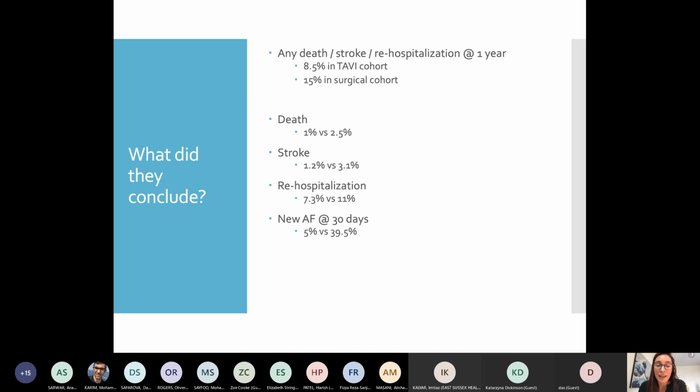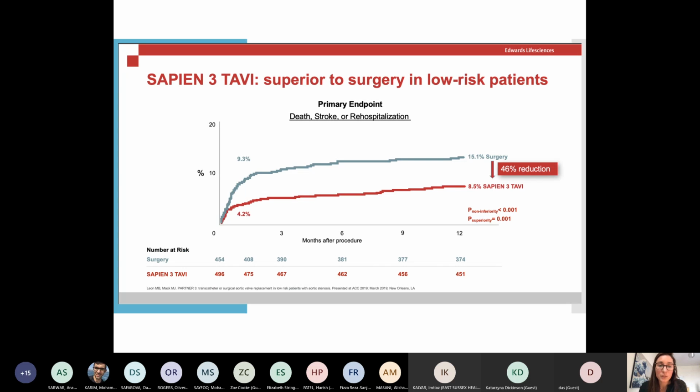They had less AF, and they stayed in hospital for less time, obviously. And they were more likely to get home and be self-caring after their intervention. And this is just a slide from the valve makers showing these findings from the study.